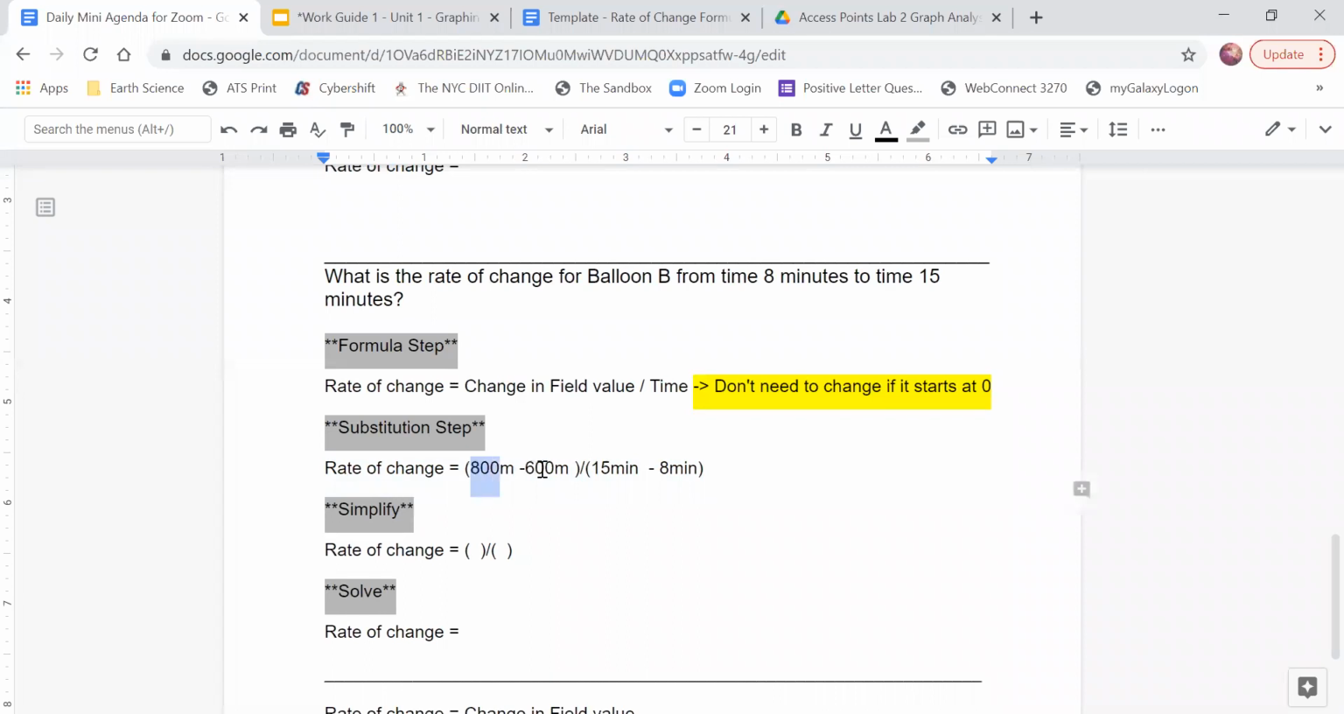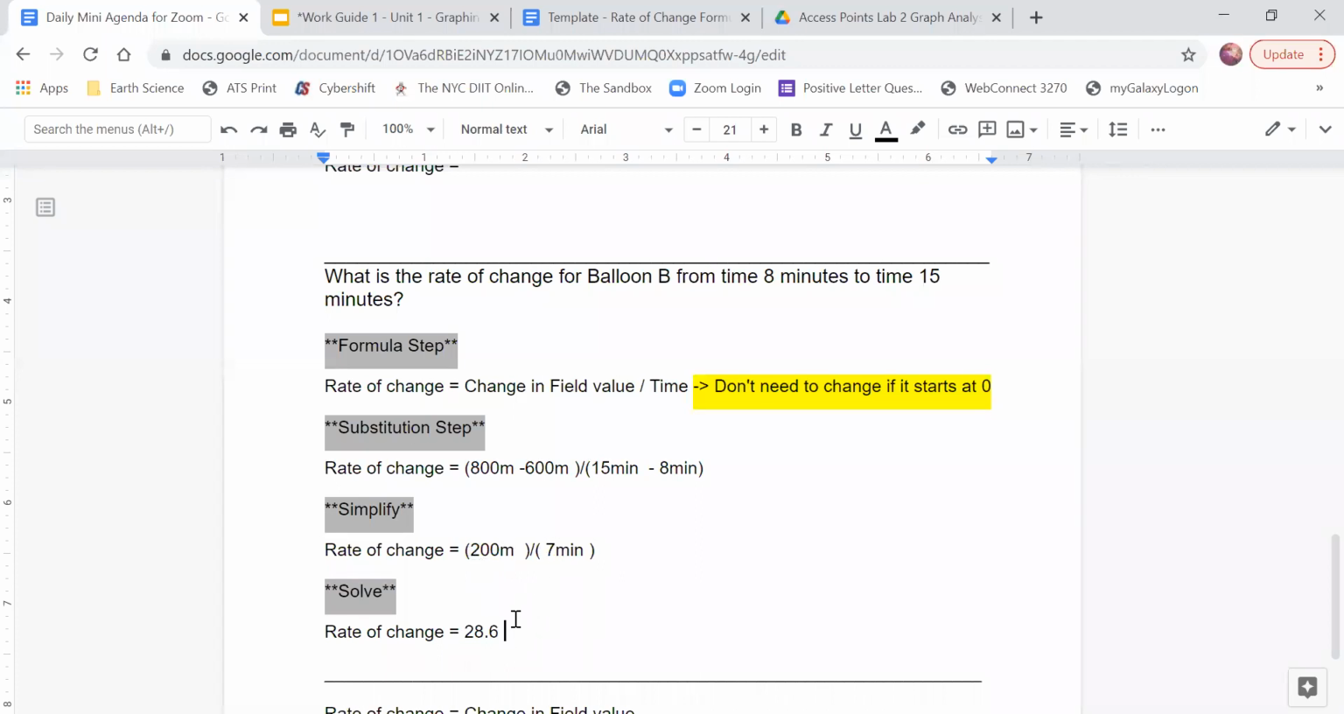So we're going to simplify the top first. So that is going to be 200 meters. And the bottom, 15 minutes minus 8 minutes, we will have 7 minutes. Now it's time to solve. First, do the values. So 28.6. That's what it'll be. I rounded up to the nearest tenths place. 28.6 is what you approximately get from 200 divided by 7.